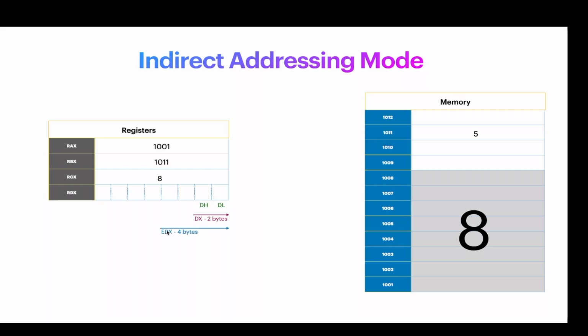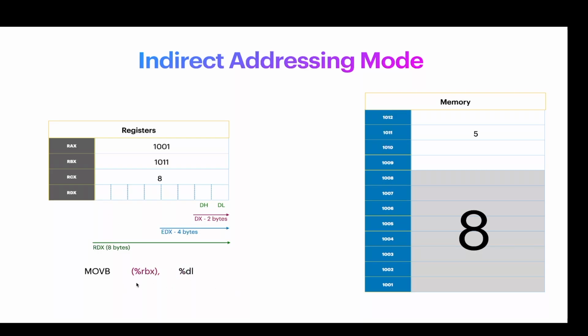Likewise, if an instruction refers to EDX, then it refers to the bottom 4 bytes of a register. In this case, EDX refers to the bottom 4 bytes of the RDX register. And likewise, if it's RDX, which is what we have been using in these lectures, RDX refers to 8 bytes.